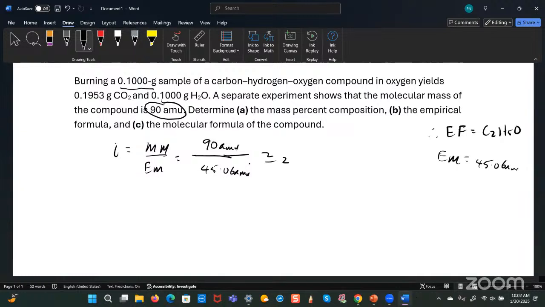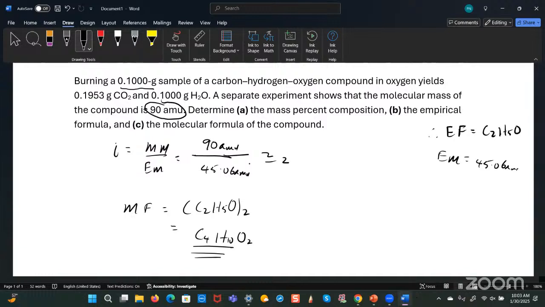So what's the next step? How do we get the molecular formula? You multiply the subscripts by 2. So the final answer is going to be C4H10O2. And that's how that is done.